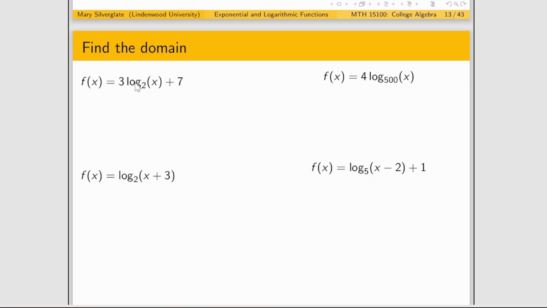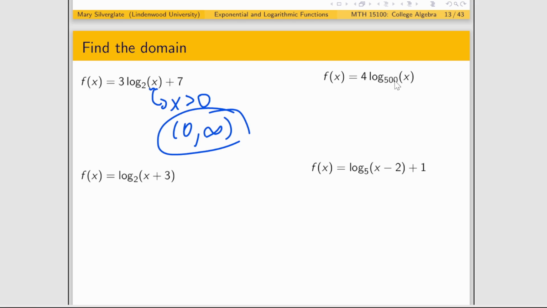So on this one, even though there's a whole bunch of stuff going on outside the log, that doesn't actually matter for the domain. For the domain, I just care whatever is inside the log better be bigger than 0. So in this case, no more solving needed. It's from 0 to infinity.